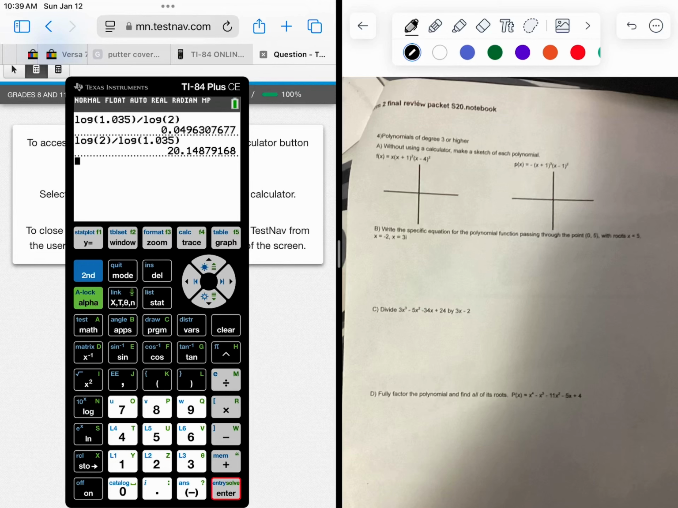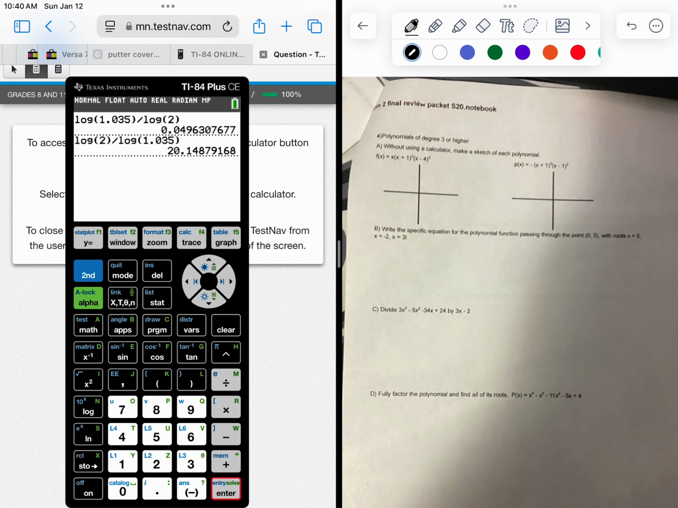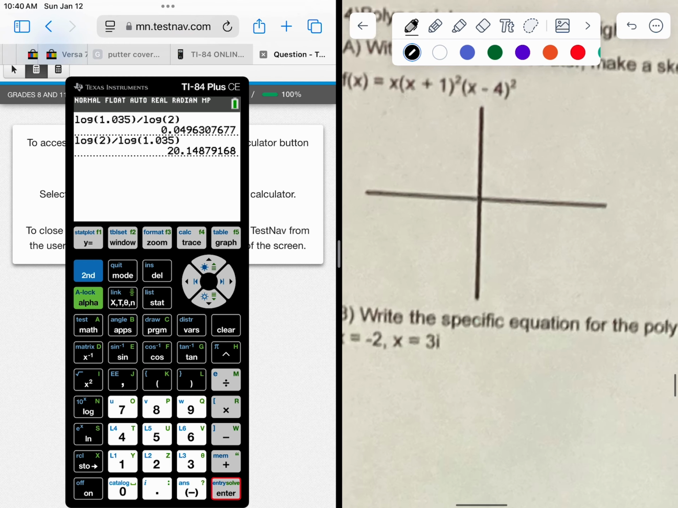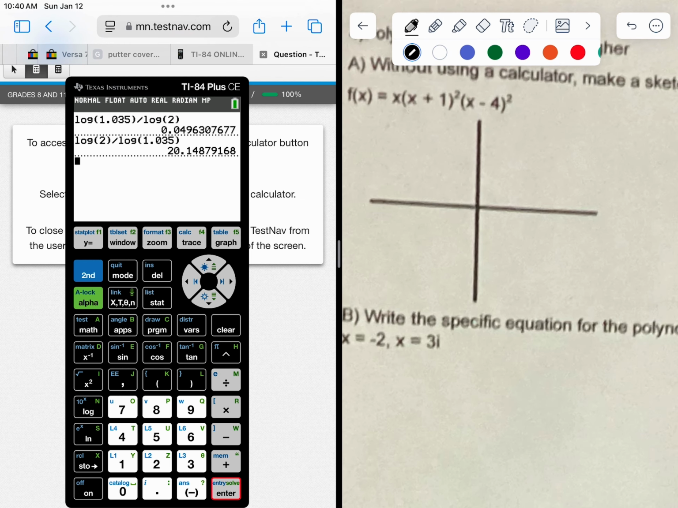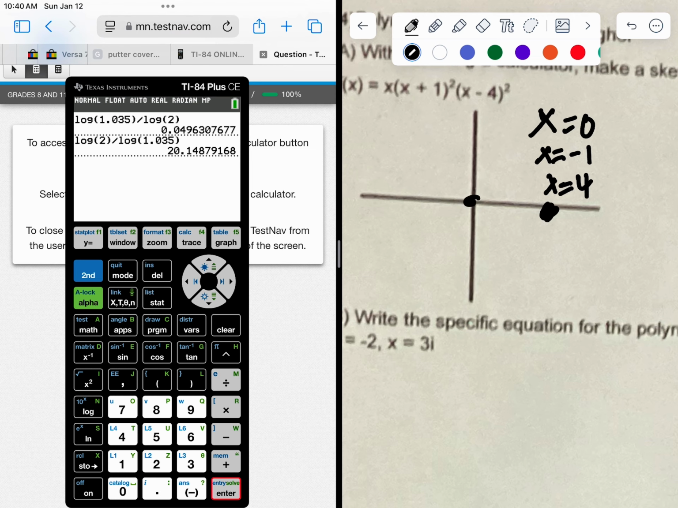Alright, next page of this Johnson. Without using a calculator, make a sketch of each polynomial. So we know, find the roots first. X equals 0, x equals -1, x equals 4. Graph those real quick. 4 is roughly here, 0 is roughly here, -1 is roughly there.